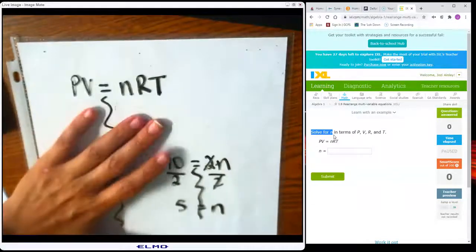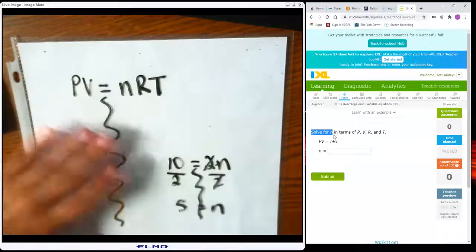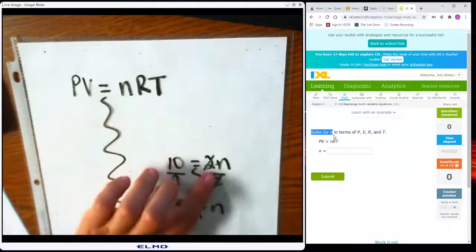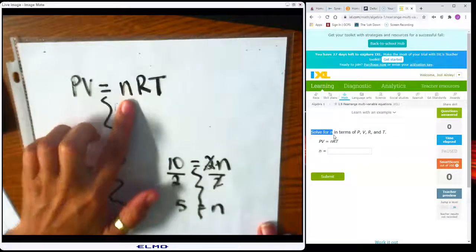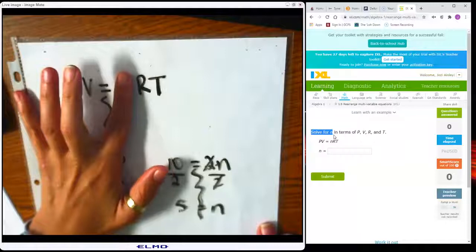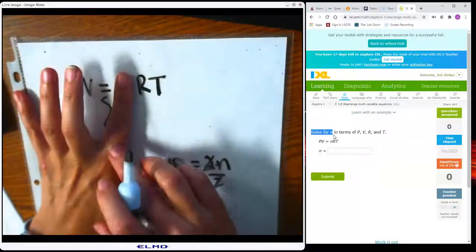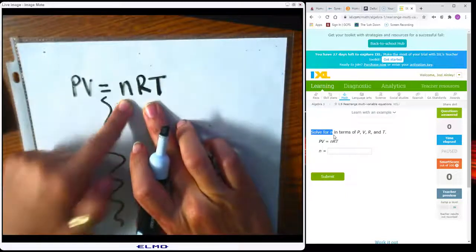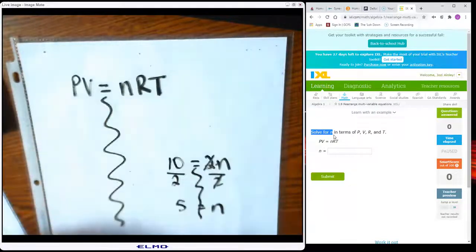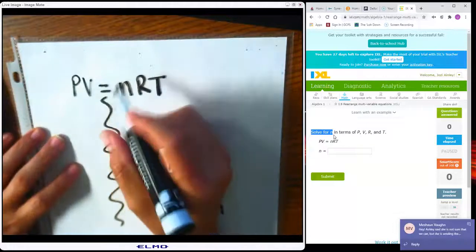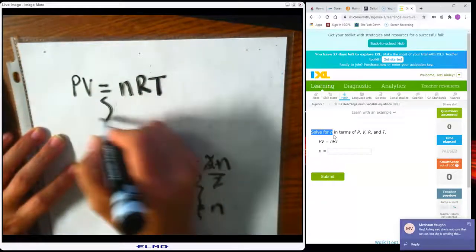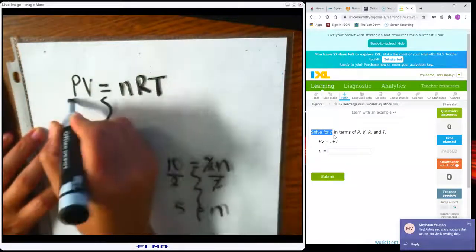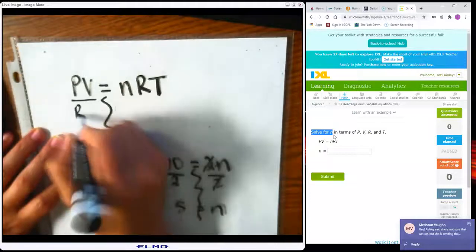Same thing here, only with letters. So please don't let these letters confuse you. They're just like numbers. So again, here's my n. I'm covering it up. So RT is bothering the n, right? What is the operation between n and RT? Multiplication, right? So how do I get rid of multiplication? I divide. So when I cross RT, crossing the river, I divide by RT.